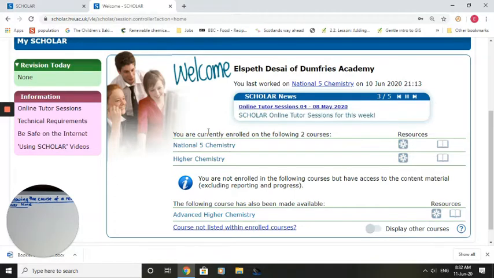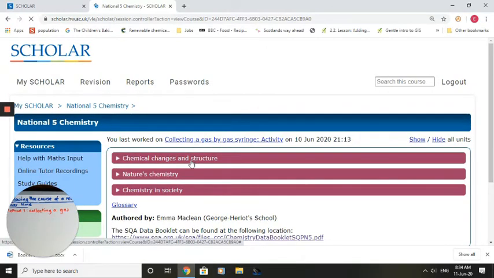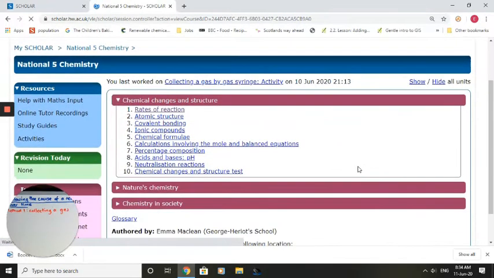So when you get onto Scholar, you want to click on National 5 Chemistry. Right, and once you get onto the National 5 Chemistry page, what you'll see is the 3 different units of National 5. So we're starting on the first unit, Chemical Changes in Structure. So if you click on that, you'll then see all of the different topics in the Chemical Changes in Structure unit, and then you can click on Rates of Reaction, or whatever topic it is that you're working on.